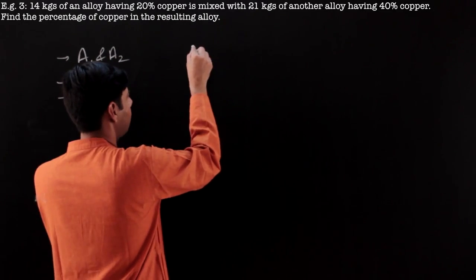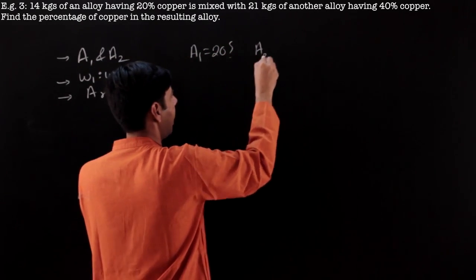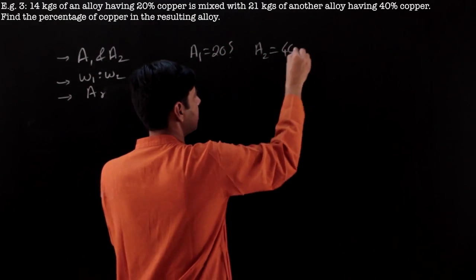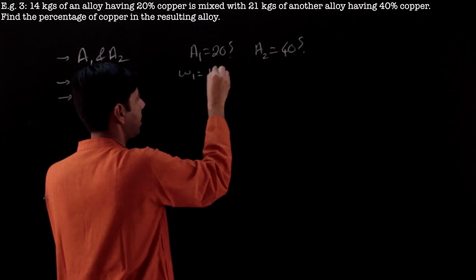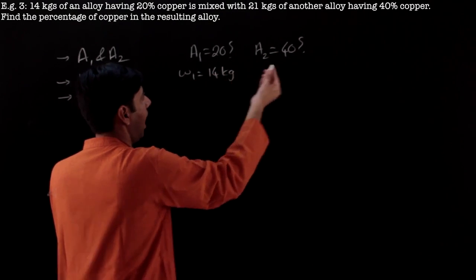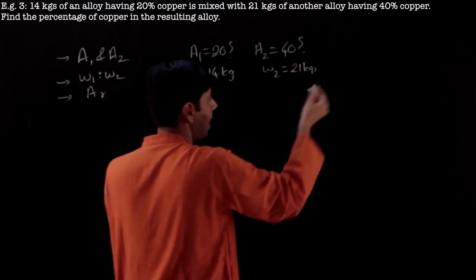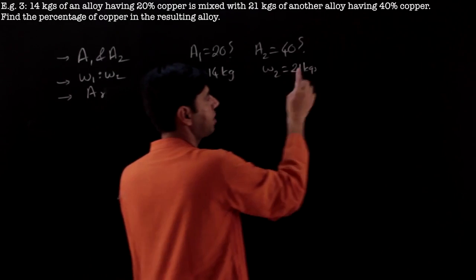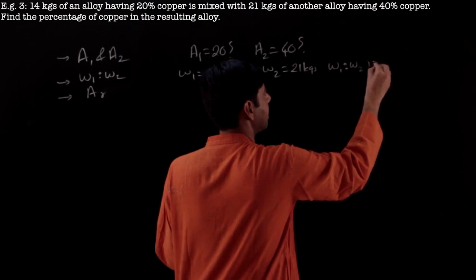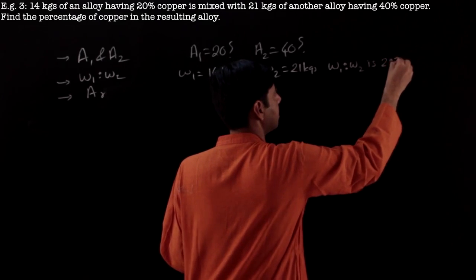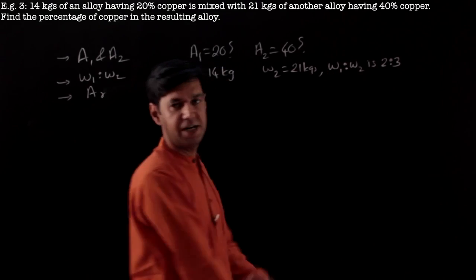I know A1, one of them has 20% copper, the other has 40% copper. It is given to me that the first one is 14 kgs and the second one is 21 kgs. But if you're smart, you should realize rather than using 14 and 21, what is easier is the ratio, that is nothing but 2:3. 7 2s are 14, 7 3s are 21. So that is going to be an easier way to calculate.